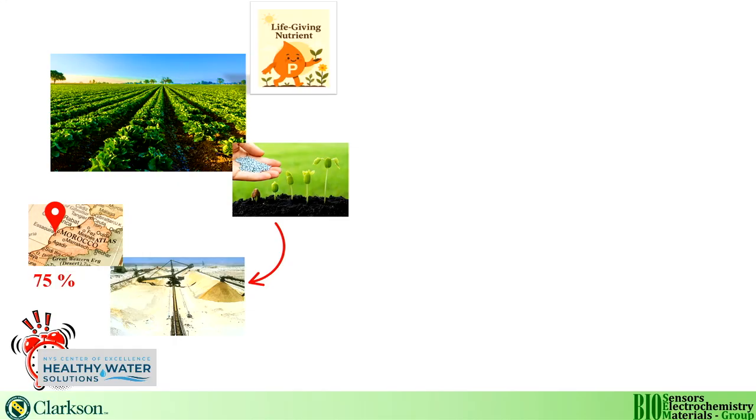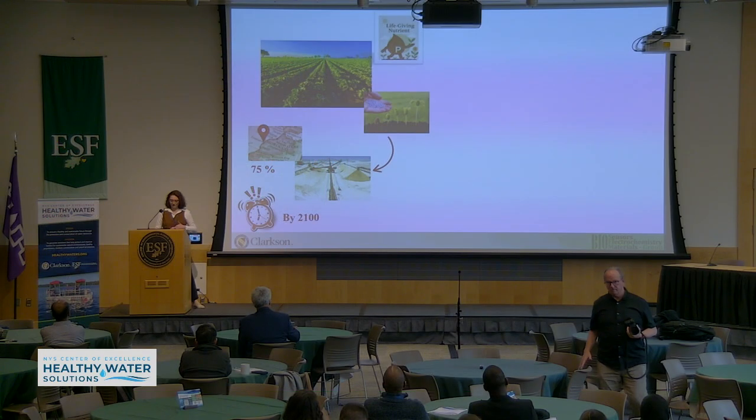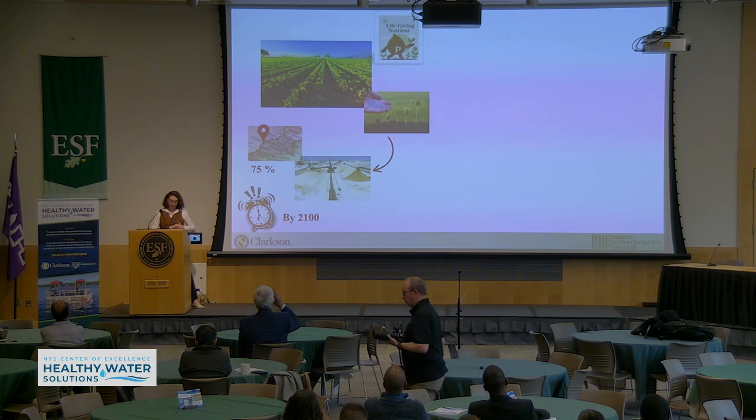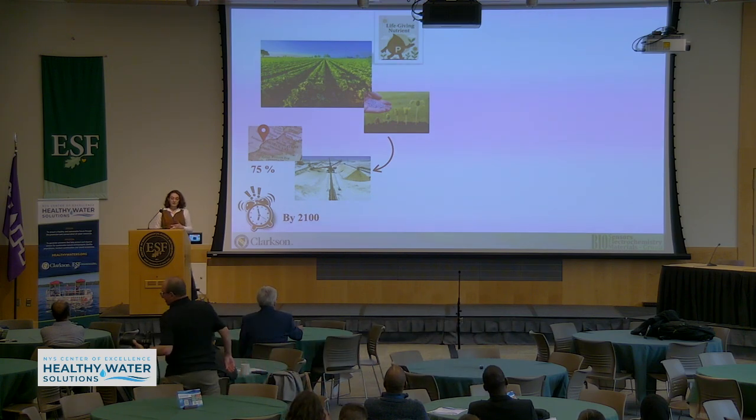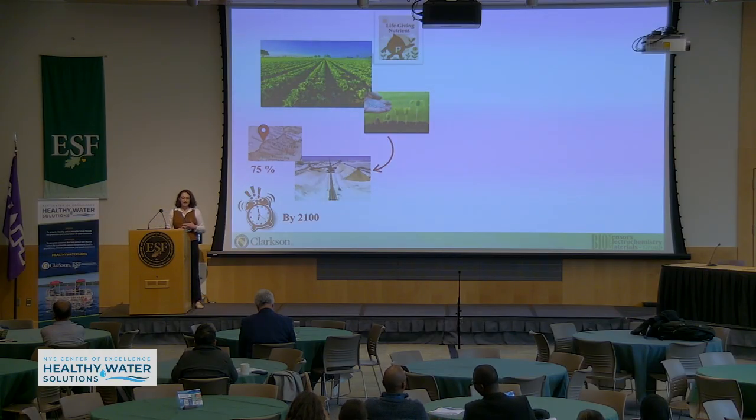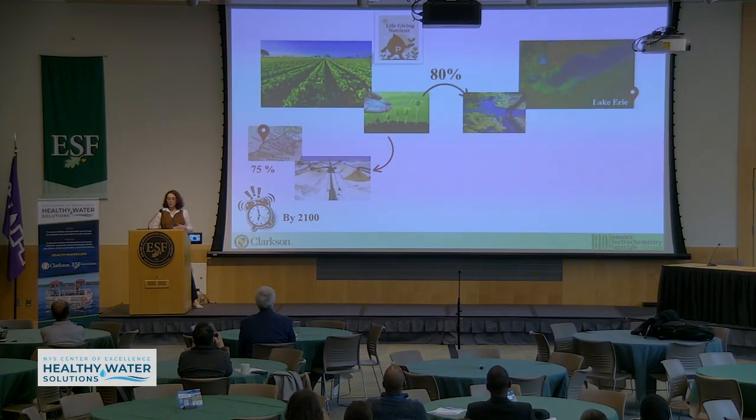The problem with phosphorus is that 75% of it is located in Morocco, and we are using it so fast. By 2100, over 60% of the phosphorus reserves will be depleted, creating a gap between supply and demand. What makes it more alarming is how inefficiently we use it. Over 80% of phosphorus fertilizers are lost to runoff, creating algal blooms.